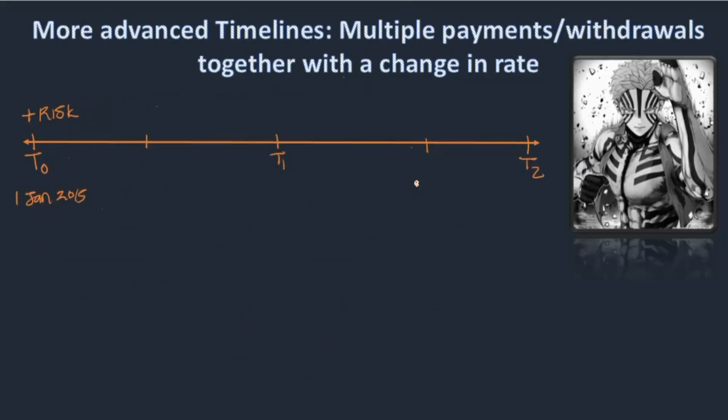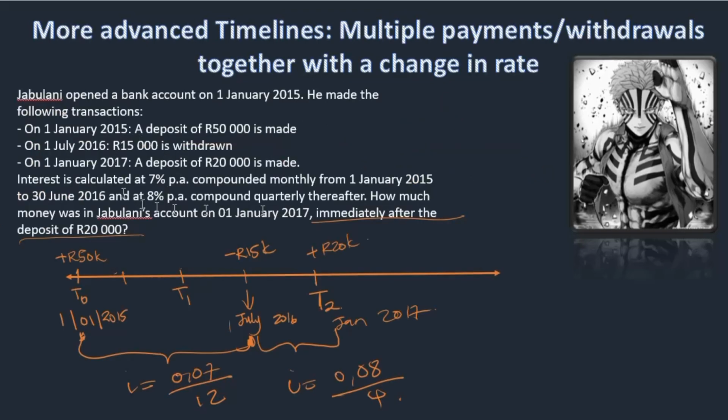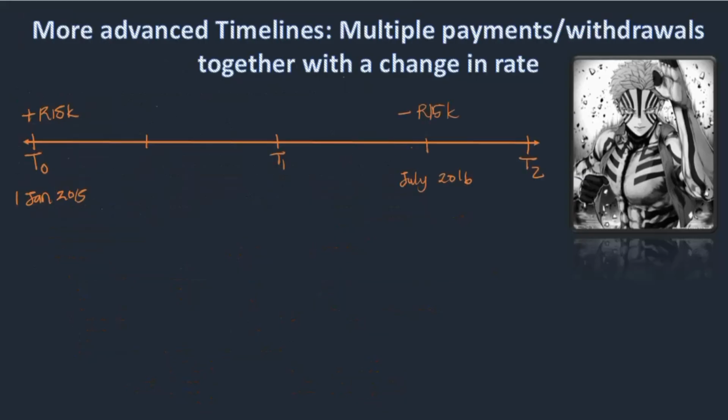So we write that. July 2016, we are withdrawing 15,000. Hope that's visible, right? What other detail do we have? On January 2017, we deposit 20,000. What other information do we have?